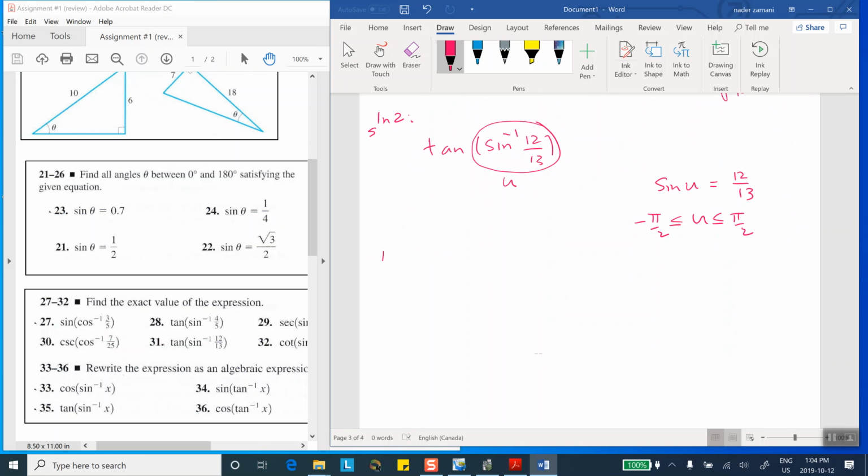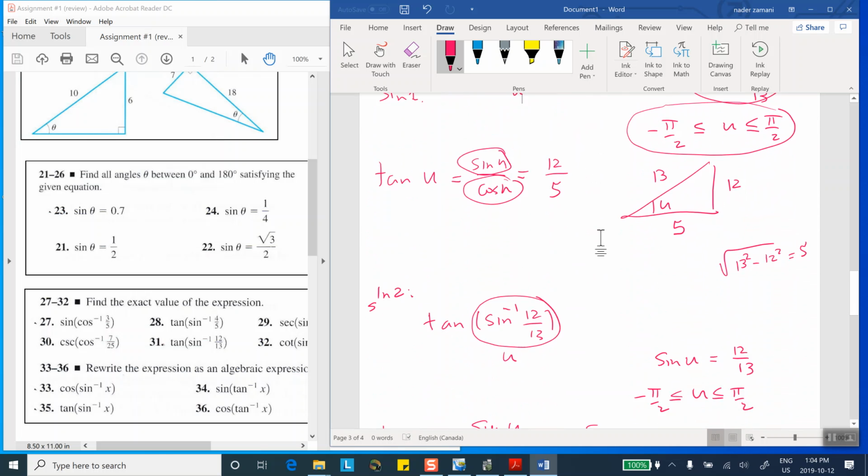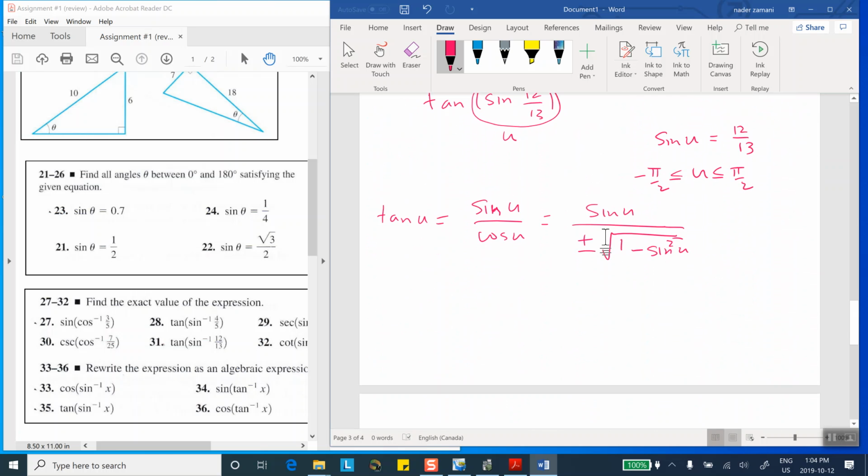Now, what do we want here? We want tangent of u, which is sine of u over cosine of u, which is sine of u over plus or minus square root of 1 minus sine squared u. And once again, the algebraic sign must be consistent with where u is. Now, u is between pi over 2 and minus pi over 2, so obviously this is positive, and this is positive, okay? So this whole thing is going to be sine of u over plus square root of 1 minus sine squared u.